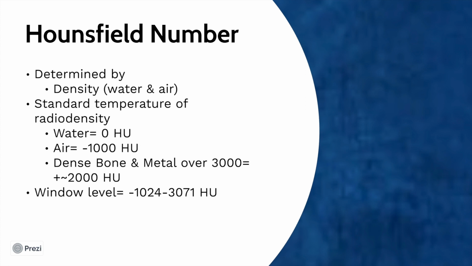In CT, the Hounsfield number is determined by the density, which is water and air, of the body. The standard temperature of the radial density of water equals 0 Hounsfield units. Air equals negative 1000 Hounsfield units. Dense bone and metal over 3000 equals approximately 2000 Hounsfield units. The window level equals negative 1024 through 3071 Hounsfield units.